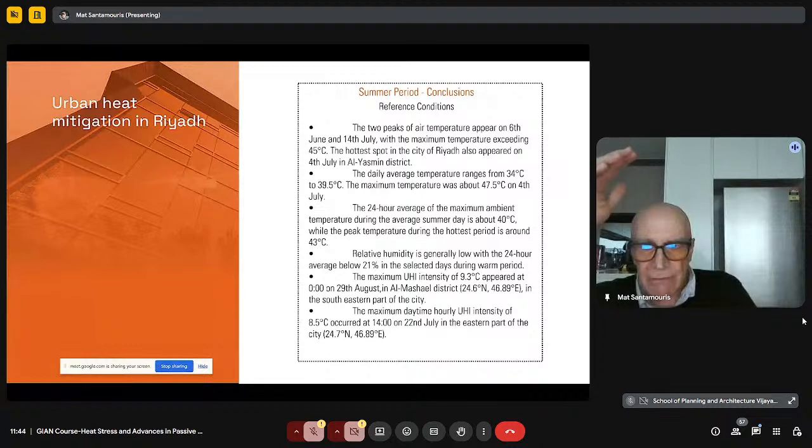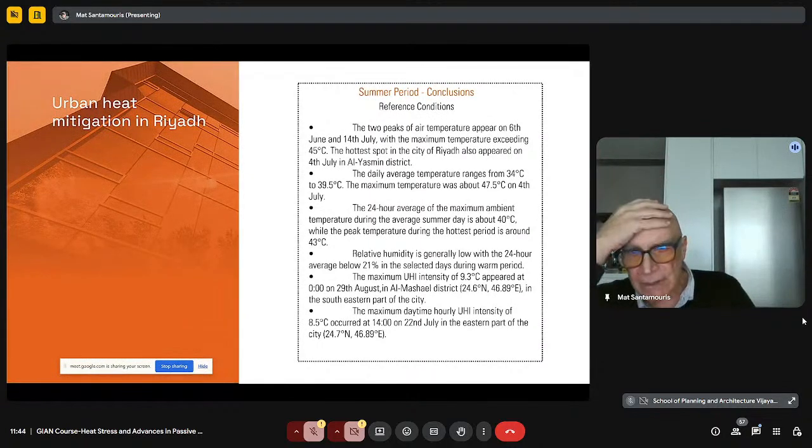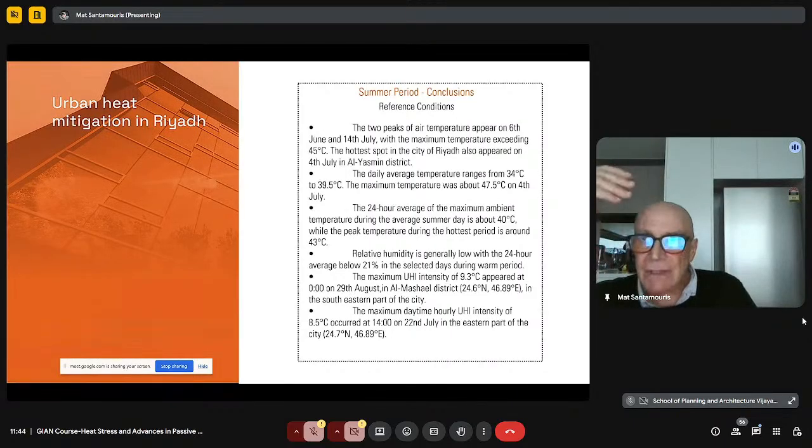The 24 hours average of the maximum ambient temperature during the whole summer period was about 40 degrees, and the peak was 43 degrees. Humidity, which defines the potential for latent heat, is low, and this is very good, because once humidity is low, it allows for more evaporative losses. If humidity is very high, you can't use evaporative techniques because the potential for evaporation is very low.